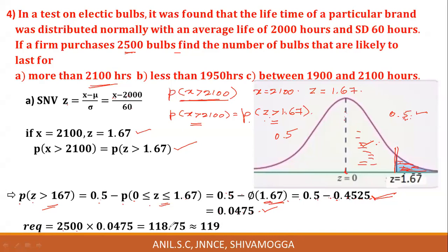If the fractional part is 0.5 or more than 0.5, approximate it to the next number. Otherwise, you keep the 118 as it is. Clearly, 0.75 is more than 0.5, so approximate it to the next whole number, that is 119. And this phi of 1.67, 0.4525, is obtained by using the table. Many times that value will be specified in the question itself.